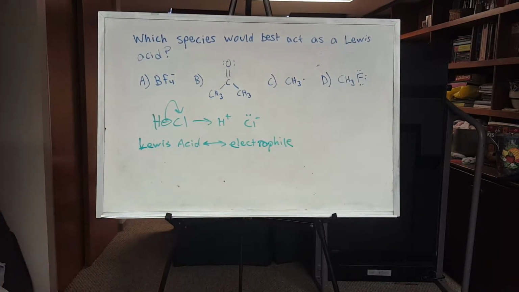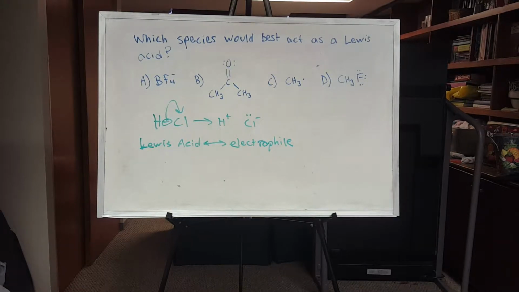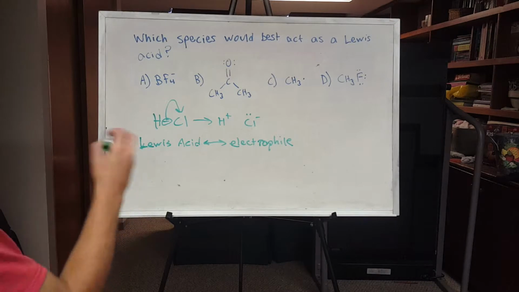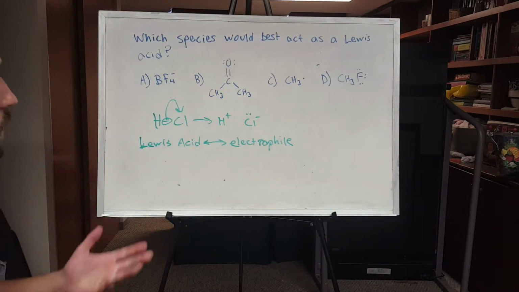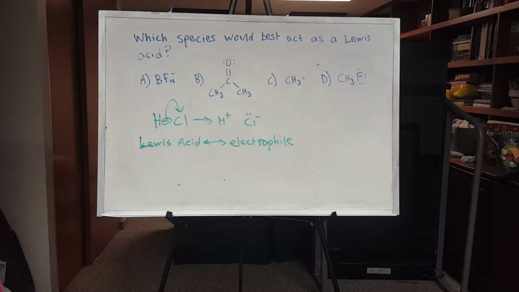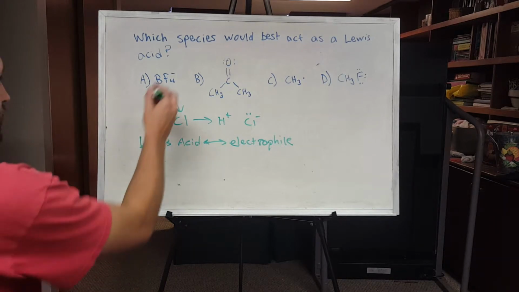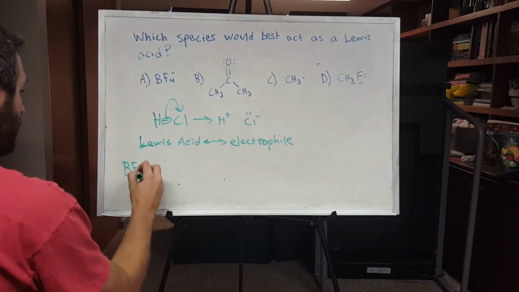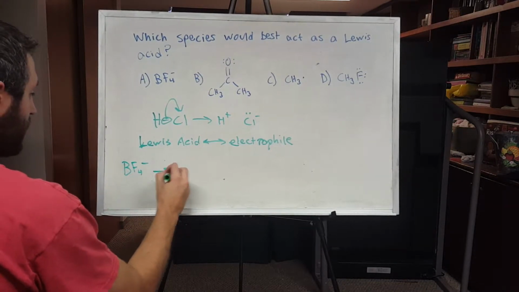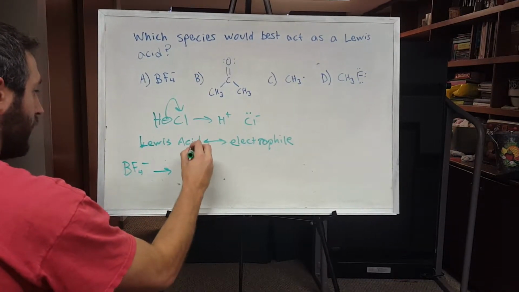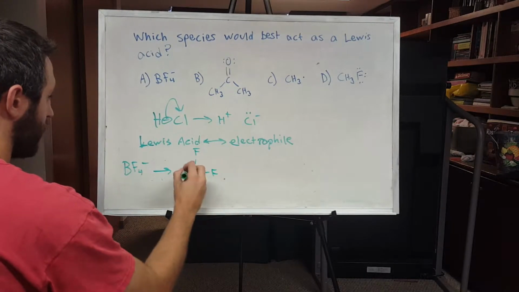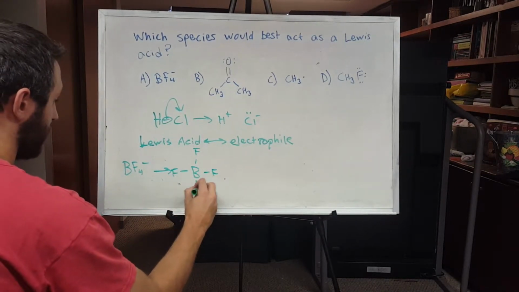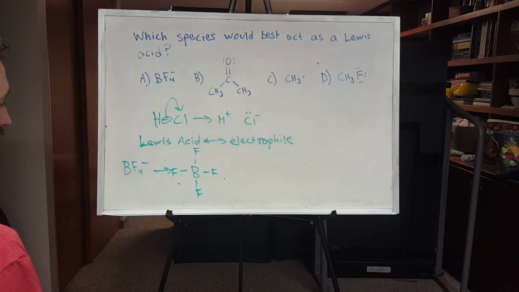It would love a lone pair of electrons to be added to itself. So we can examine these and figure out which one's an electrophile, basically. Which one has the ability to accept a pair of electrons. So B, F4 minus, right? That's the same as B F F F F. That's boron with 4 fluorines.